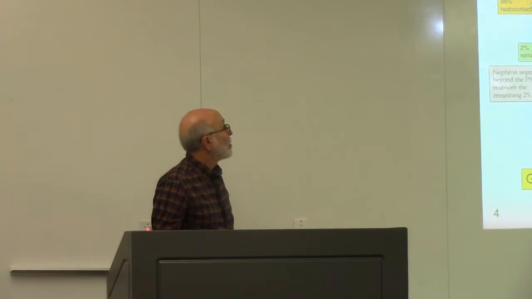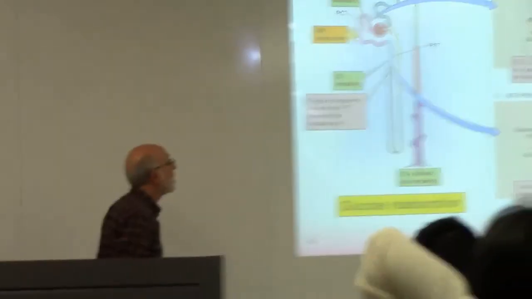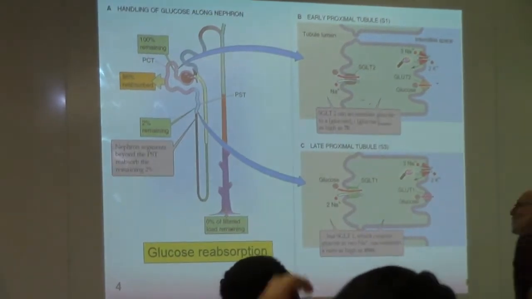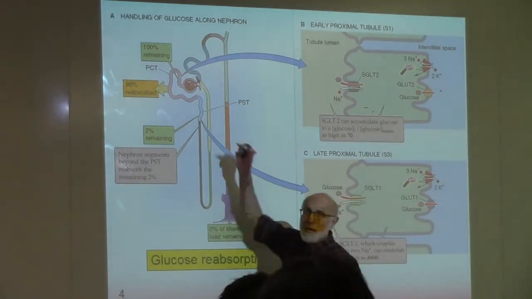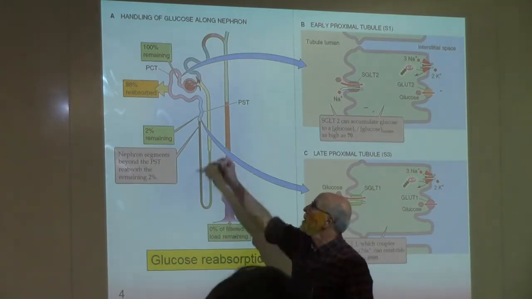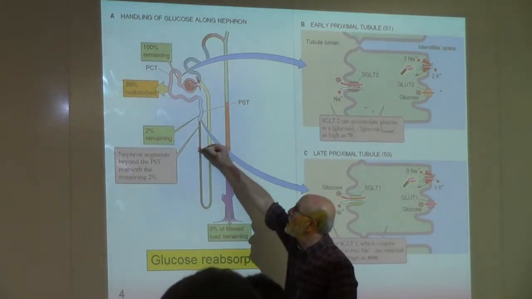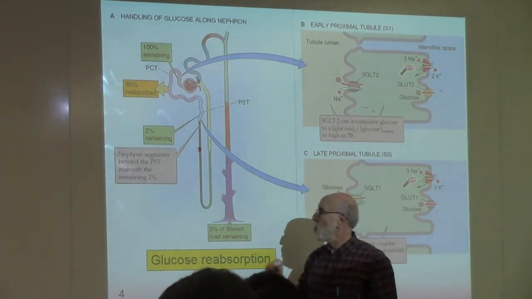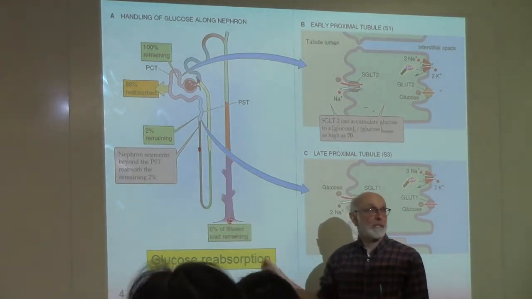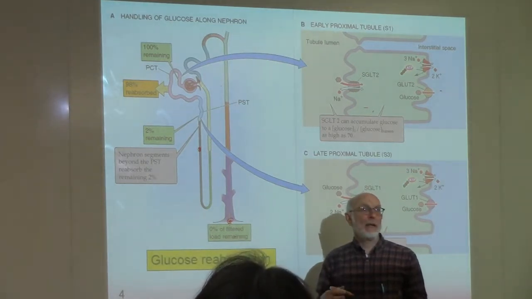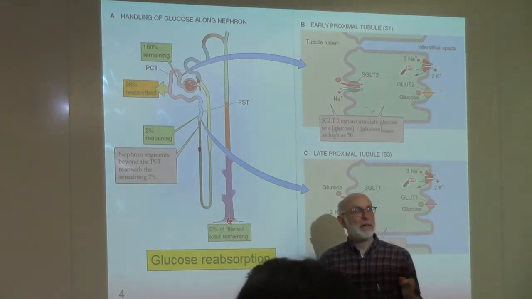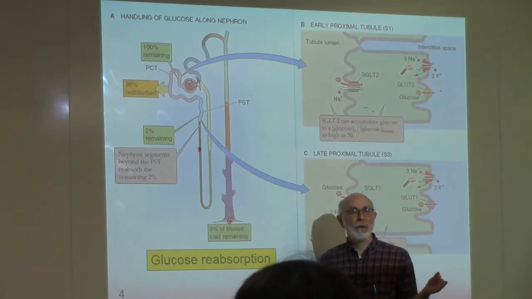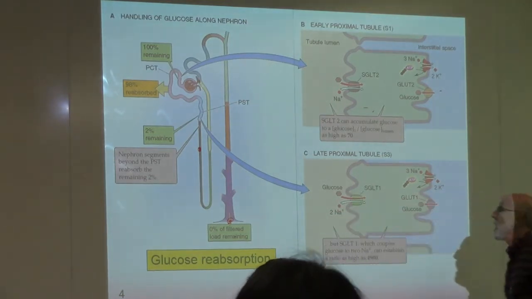Okay, so here's the glucose story. 100% of the glucose is reabsorbed in the proximal tubule. If glucose is not fully reabsorbed in the proximal tubule, it's going to get further along, which means it's going to be in the urine, which is a diagnostic sign of diabetes mellitus. You may know that diabetes mellitus is high blood sugar. We'll talk about that in a minute.